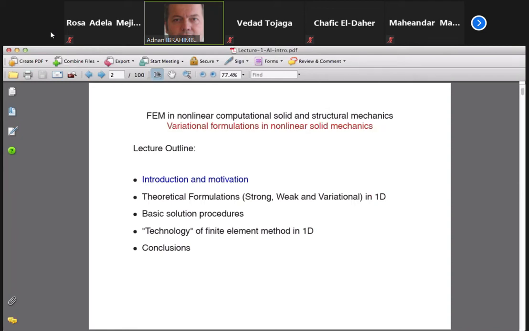Elasticity, where I define rigorously what is strong form, what is weak form, what is variational formulation of the problem. Then I discuss the basic solution procedures. And then we switch to something called technology of the finite element method.